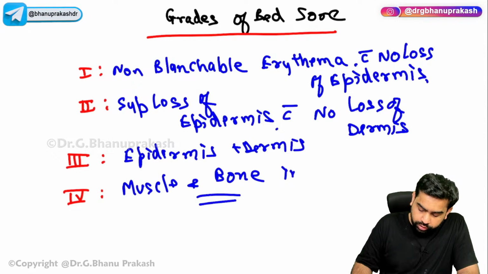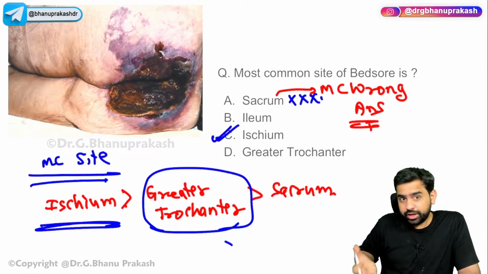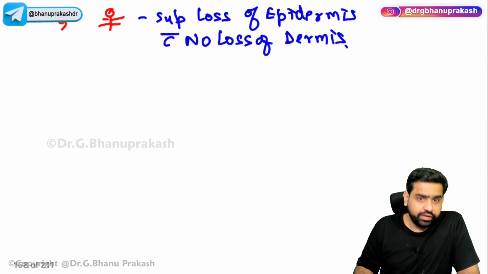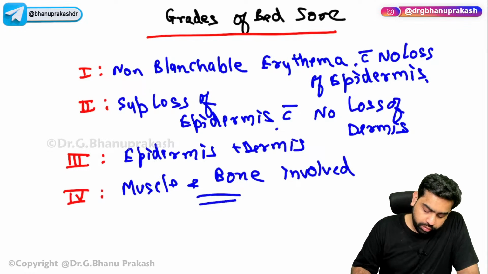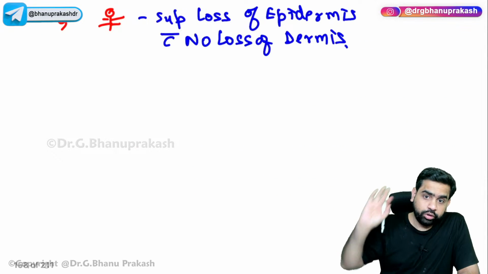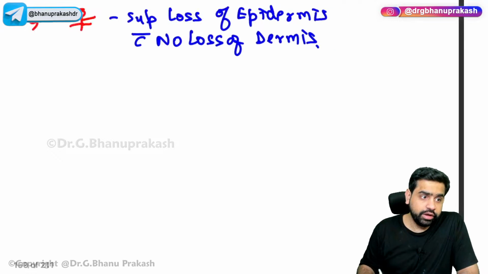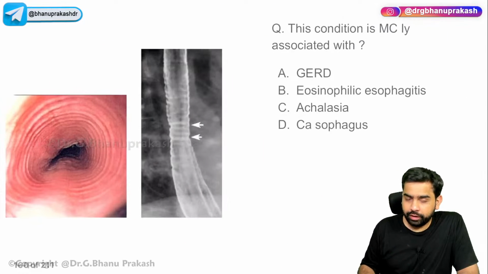So what you need to understand is that in this particular image, it's not just limited to the skin, right? Underlying muscle and soft tissue are definitely involved over here. So that is a grade 4 bed sore, and do not forget about this, guys. Grade 1 is non-blanchable erythema with no loss of epidermis. This is a very important MCQ which they ask you, and many students mark it as grade 1, but it's not grade 1. What is it? It's a grade 2 bed sore. I hope you have understood this particular point, guys. Yeah, everybody has got this.